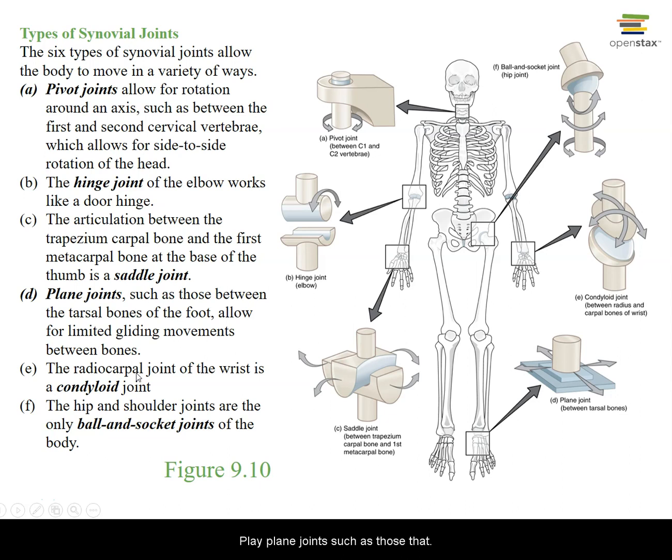Okay, plane joints, such as those between the tarsal bones of the foot and some of the carpals, allow for limited gliding motion past each other. Okay, the carpals and the tarsals, two flat surfaces that sort of glide just ever so slightly past each other. And again, there's that condyloid joint again, the radiocarpal joint of the wrist, and between the metacarpal and the proximal phalanx is a condyloid joint. The hip and shoulder joints, of course, as we've already said, are ball and socket joints.